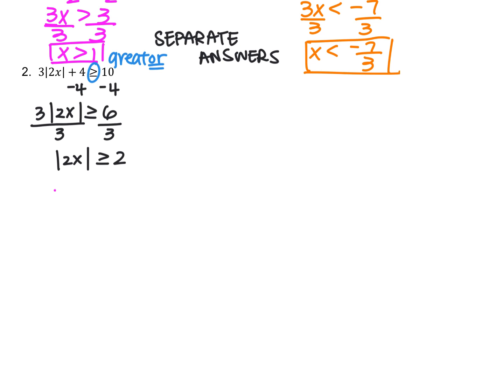Okay. So we're gonna have 2x is greater than or equal to 2, or 2x is less than or equal to. So we flip our sign and flip our negative. So 2x is less than or equal to -2. We solve like normal. So what is the only step I need to do here? Divide by 2.